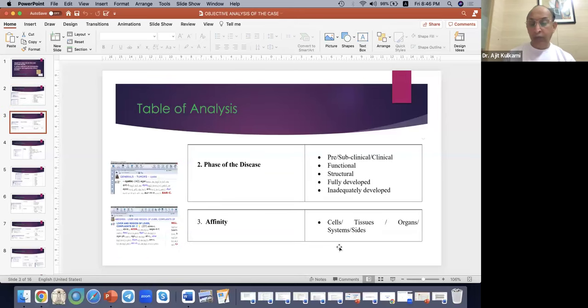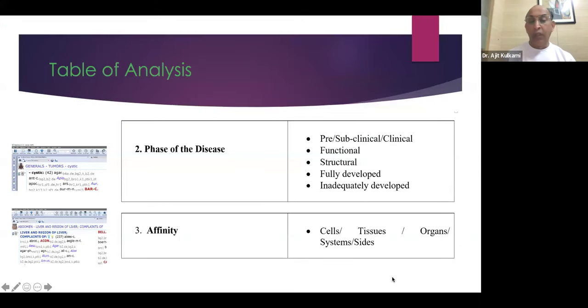Then the second one you will find, I will make it big. Second one is the phase of the disease. Then pre or subclinical, clinical, functional, structural, fully developed, and inadequately developed. This is called the phase of the disease. You know, the more the characteristics require symptoms, it is fully developed according to homeopathy.